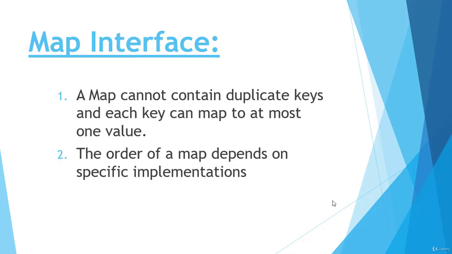Now these are the points about the map interface. A map cannot contain duplicate keys and each key can map to at most one value. In the map interface, there are no duplicate keys. You cannot create two keys with the same name. The key is always unique and each key must have a value. The second point: the order of the map depends on the specific implementation. Basically, the order depends upon which class implements the map interface. For example, TreeMap implements the interface, so its behavior will be different from the others.